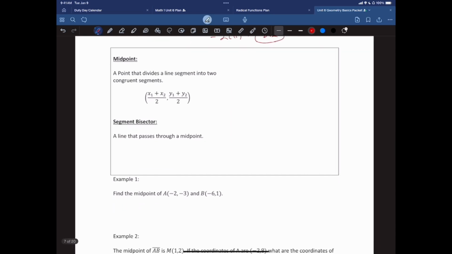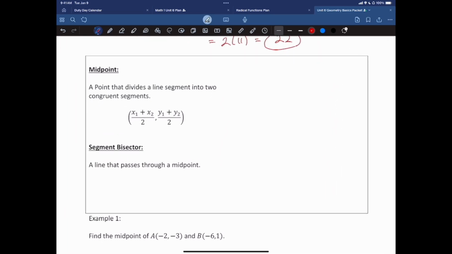Okay, so the first two formulas we're going to talk about in this lesson are the midpoint and the segment bisector. Right, so if we're talking about a midpoint, all it is going to be is the point that divides my line segment into two equal pieces.